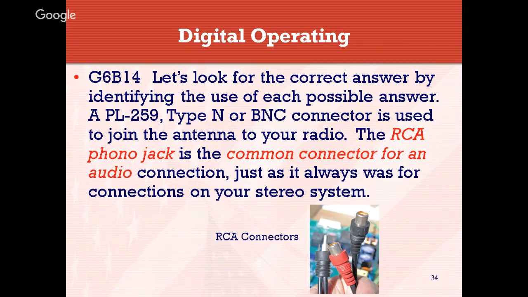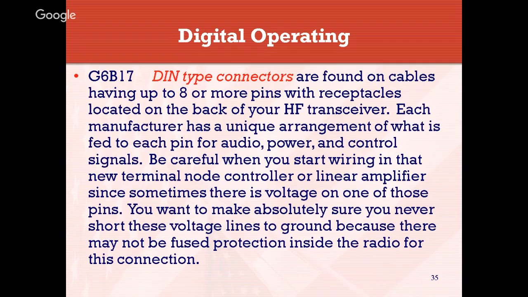So the next question has to do with DIN type connectors. They're found having up to 8 or more pins with receptacles located on the back of your HF transceiver. That happens to be the kind of connection I have to my little USB connection. On the Tigertronics, it is an RJ-45 telephone type connector, or data jack type connector, basically. And it is an 8-pin DIN type. And you'll see the picture there on page 71 in your book of what a DIN connector typically looks like.